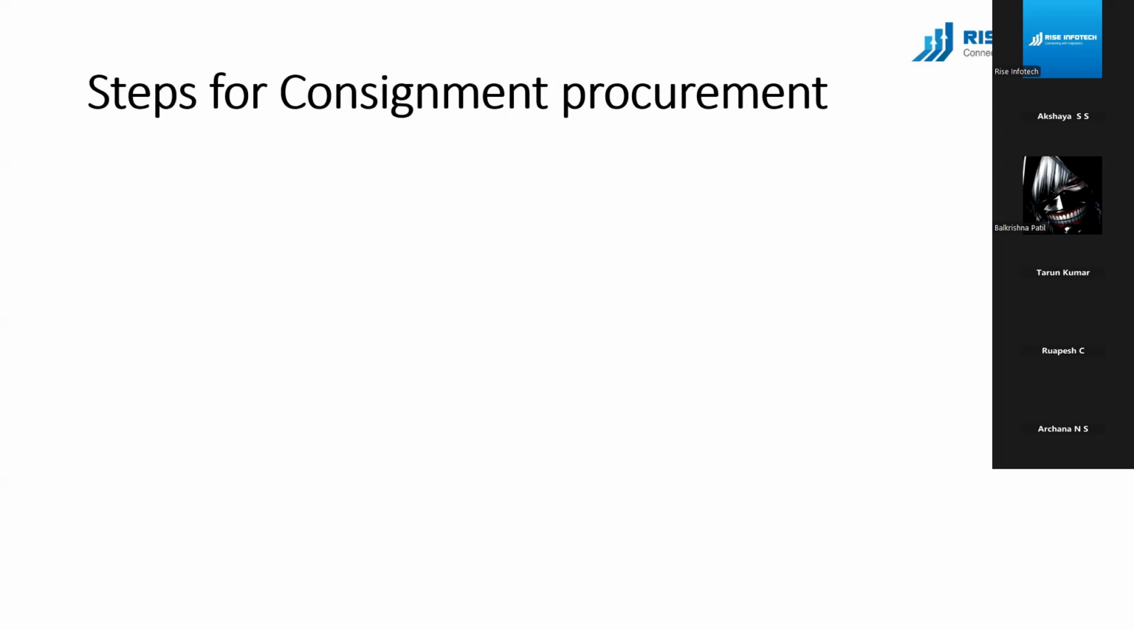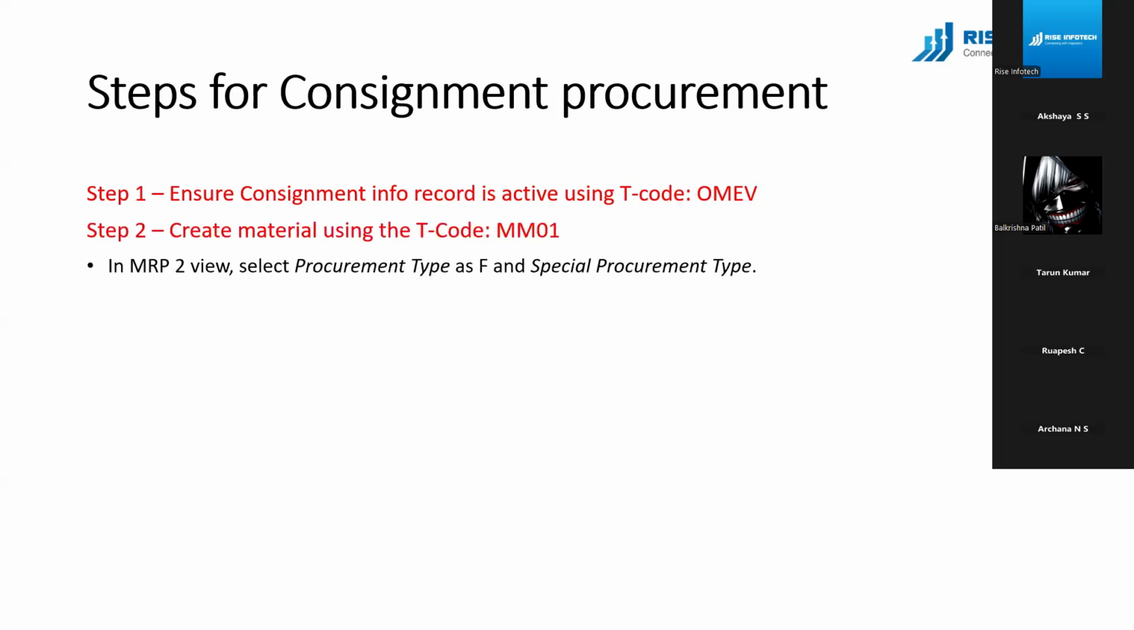The steps for consignment procurement: the very first and foremost thing is to ensure the consignment info code is active, which we can do through the OMEV T code. We have to create a material, and in the important MRP2 view, we have to assign procurement type as F if it is external, E if it is internal, and X if it is internal or external both. The special procurement type also we have to assign.